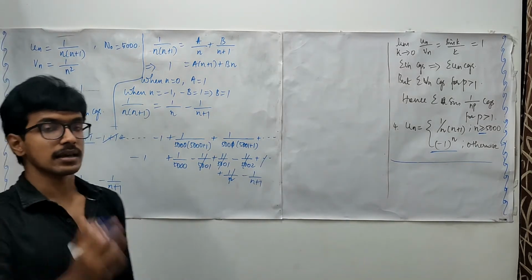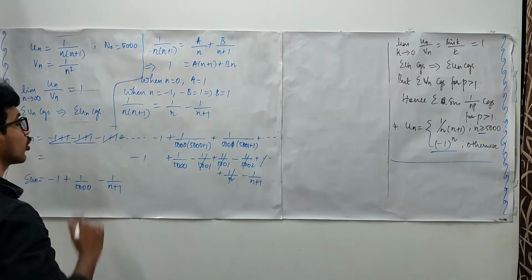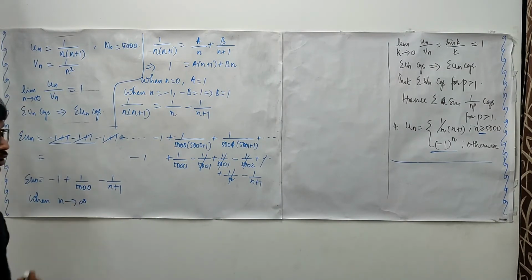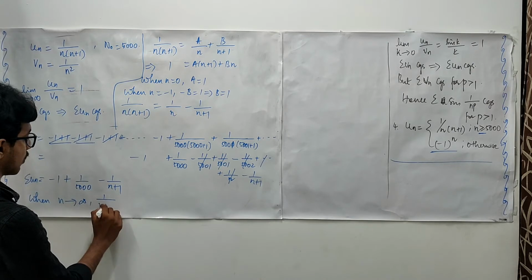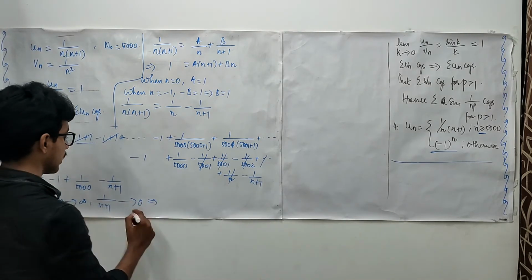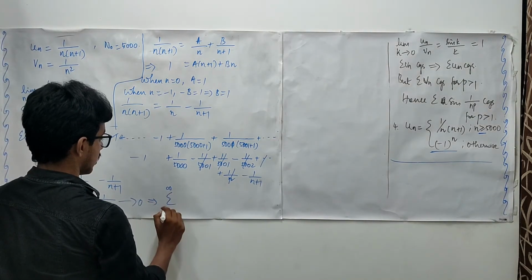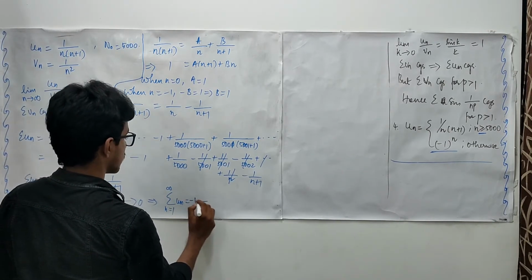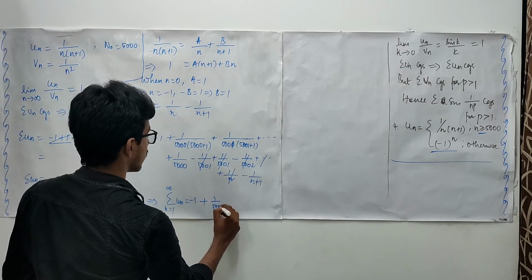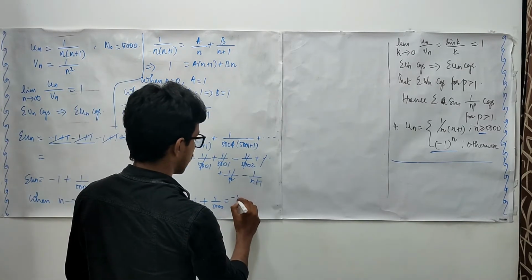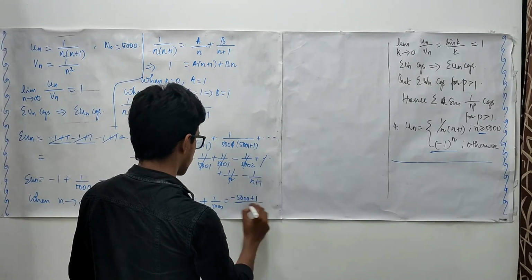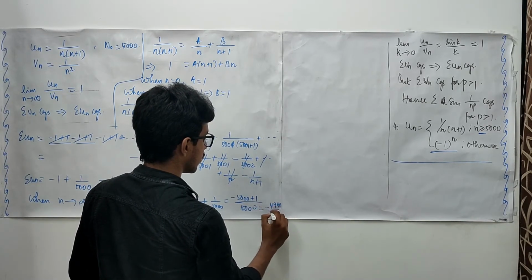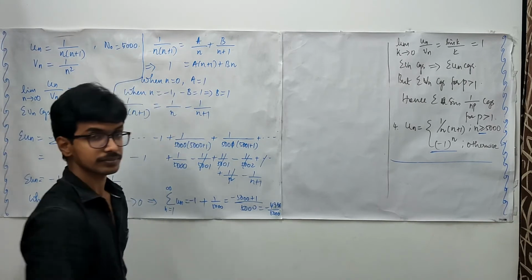When you make the sum till infinity, that is when your n approaches infinity, what is going to happen? Your 1 upon n plus 1 term will approach 0. This implies you will have 1 minus 1 plus 1 upon 5000, and when you manipulate it, you are going to have minus 5000 plus 1 upon 5000, and it is minus 4999 upon 5000.